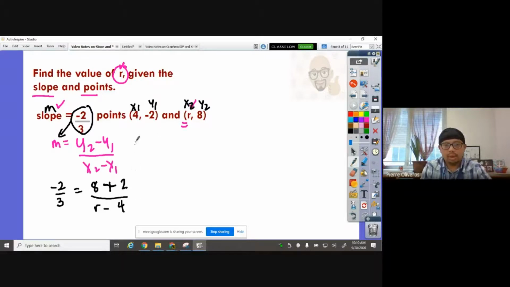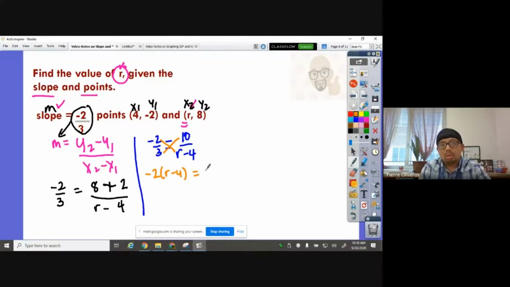Let's simplify everything we can first here. So we have -2/3 is equal to 8 plus 2 is 10 over r minus 4. In this case, we're going to try to cross multiply them. We're going to multiply this -2 with the quantity r minus 4 and 3 by 10. So -2(r minus 4) is equal to 3 times 10 will be 30.